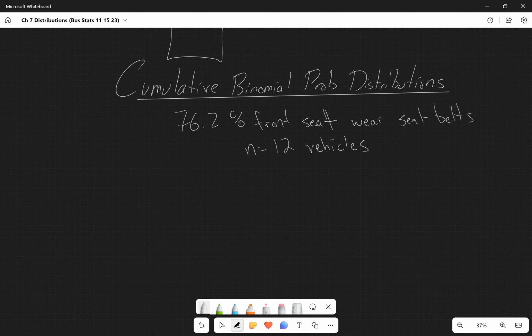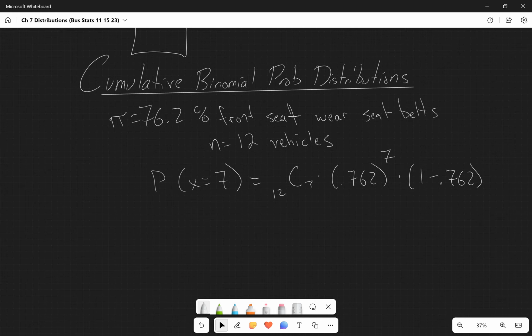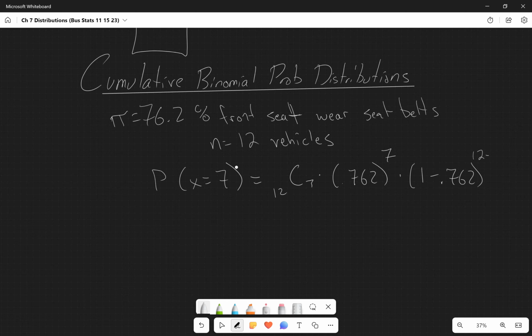So if we're asked what's the probability of exactly 7 in 12 wearing seatbelts, it'd be probability of x equals 7. So it'd be 12 C 7 times 0.762, because that's that statistic here, our pi. This is going to be to the x, which is 7, because that's what we're asked about here. And then this is going to be times 1 minus pi to the n minus x, which is going to be 12 minus 7. So we do all this calculation, and we find out this is 0.0902.